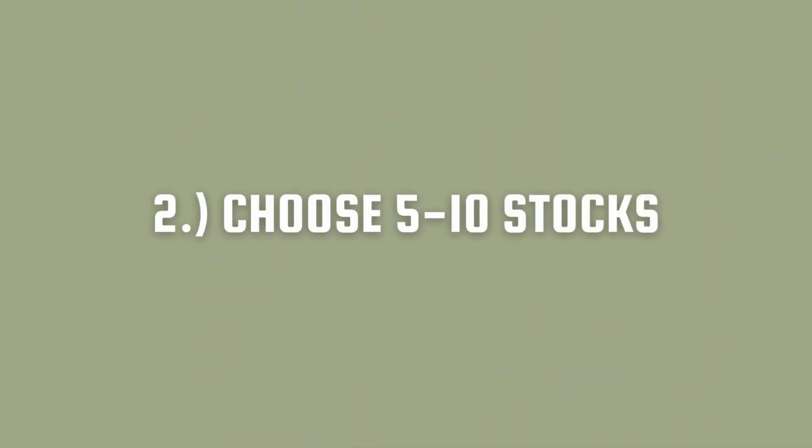All right, criteria number 2: only choose 5 to 10 stocks to trade. And I say only 5 to 10, especially as a beginner, because you don't want to overload yourself and overwhelm yourself by trying to follow too many stocks at one time. If you start putting 20, 30, 40 stocks on one watch list, you're going to miss something, and you're going to be wondering why your stock price is going against you.